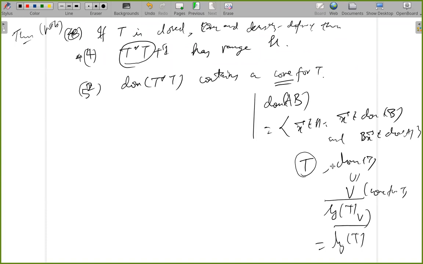So in a way, it contains most of the information that you want to get for T. So even if you're restricting your attention to a smaller set, you will be able to recover the whole thing just by taking closures in the graph. So I hope this definition is clear. So then V is the core.